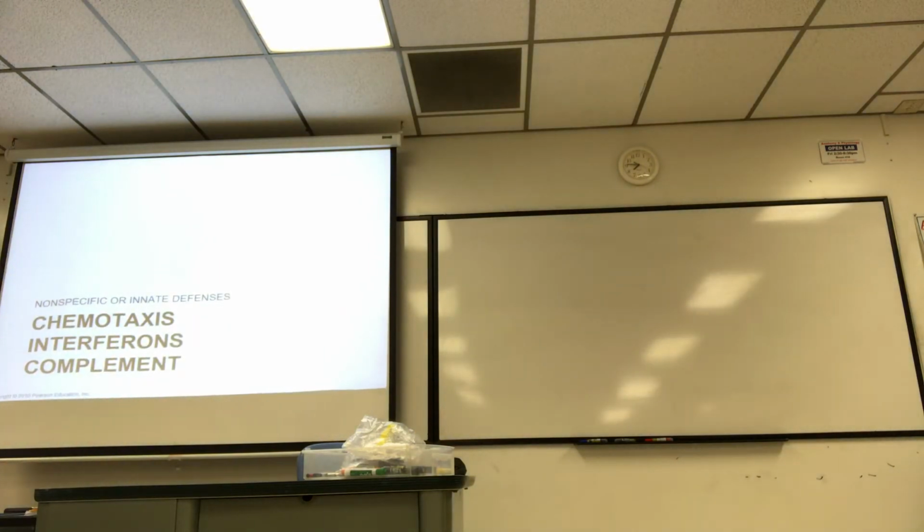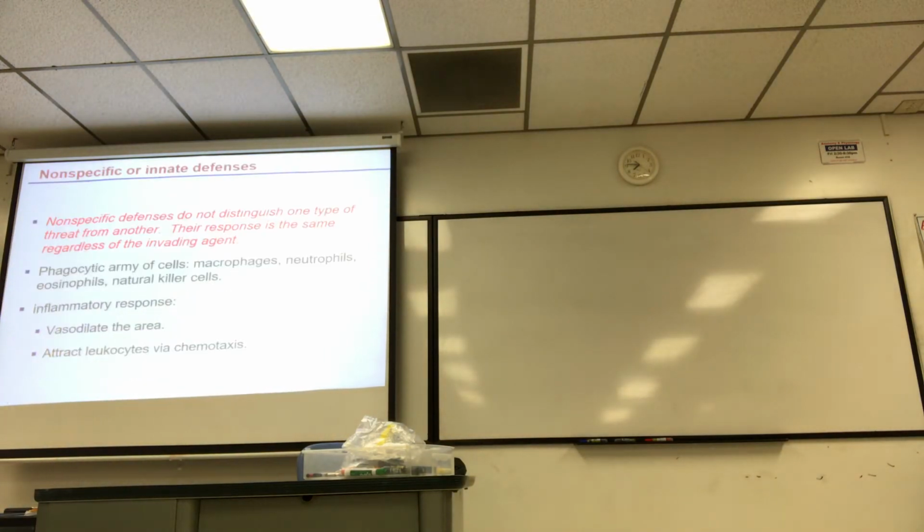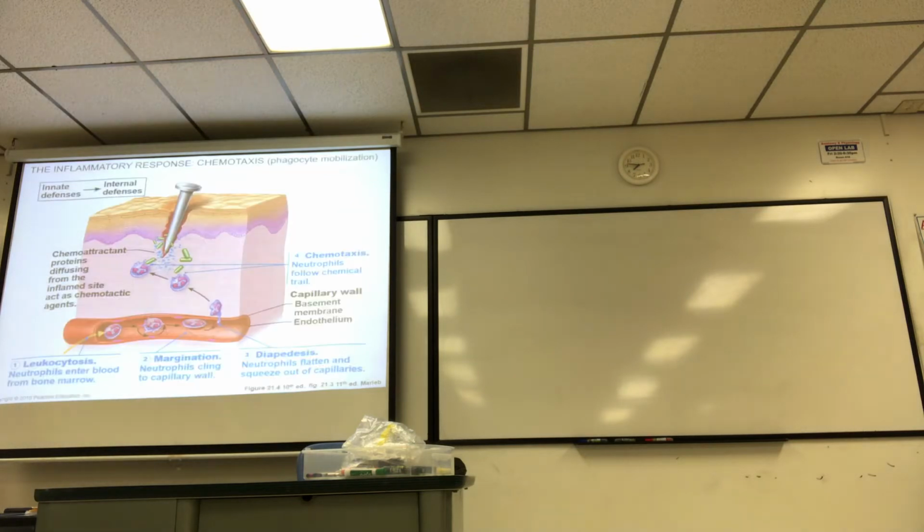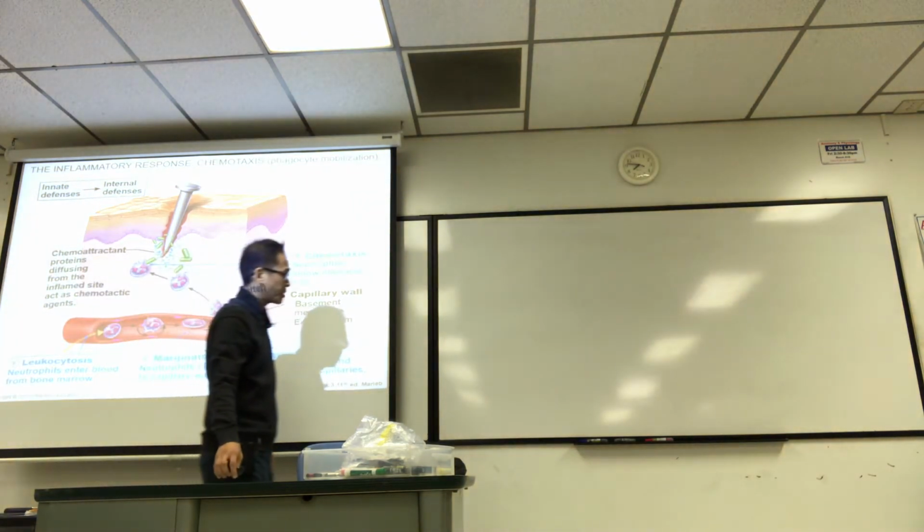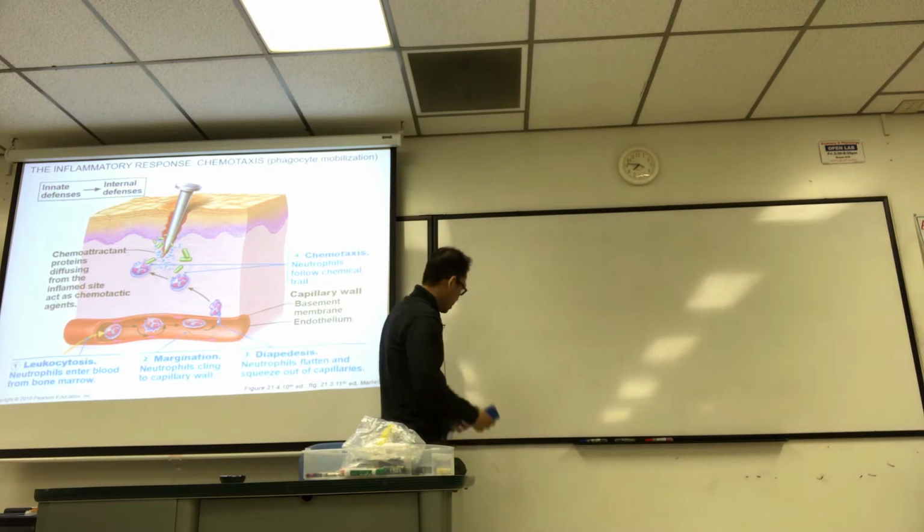So the nonspecific defenses do not distinguish one type of threat from another. All threats are bad. Their response is the same regardless of the invading agent. So I already mentioned the phagocytic army of cells. Generally speaking, they utilize what's called the inflammatory response, where you vasodilate the area to increase blood flow, and that will attract leukocytes via chemotaxis. So here's the example of the inflammatory response and chemotaxis you can learn from.